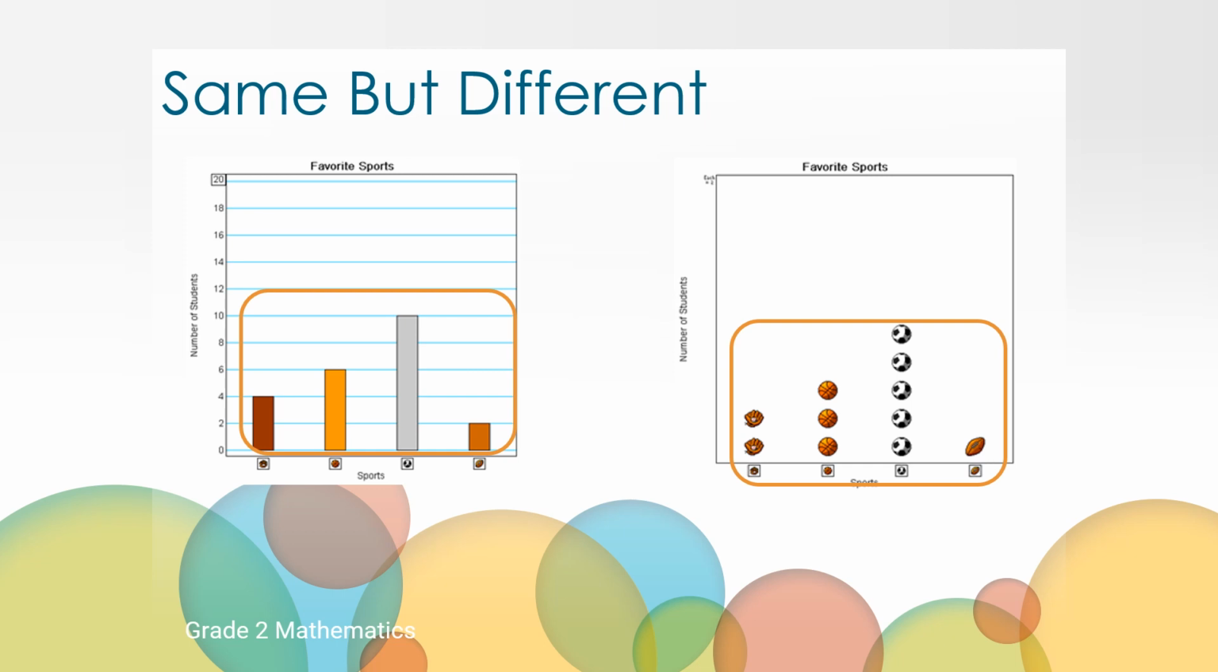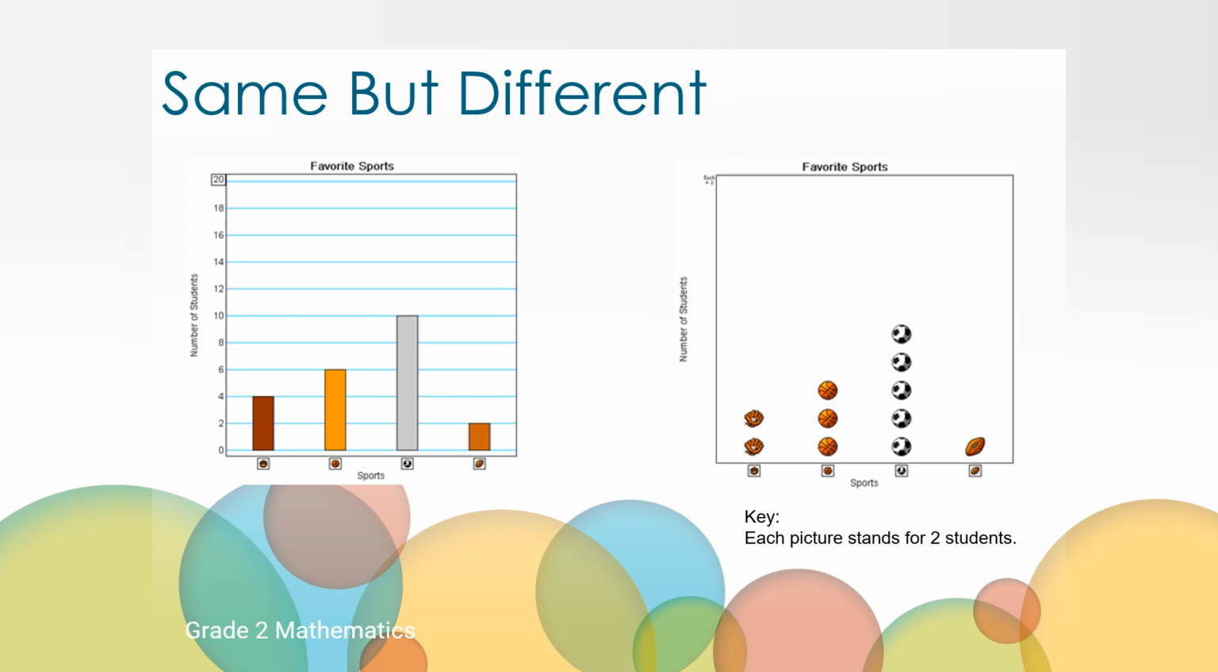How could we use a key in the pictograph to make the numbers in the data match? If we add a key telling us to count each picture by 2, then we could count the pictures in the pictograph differently. Instead of 1, 2, 3, for example, we could count the basketballs 2, 4, 6, giving us the same total as those in the bar graph.